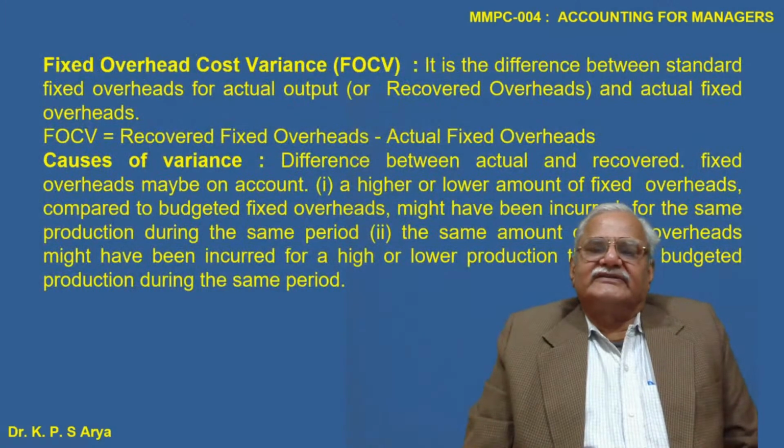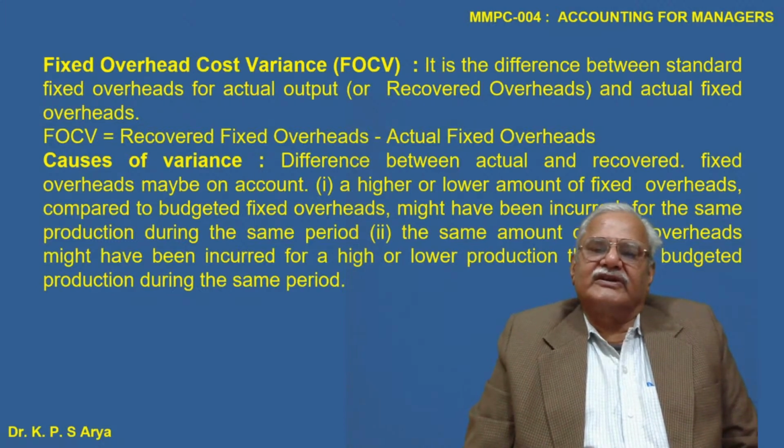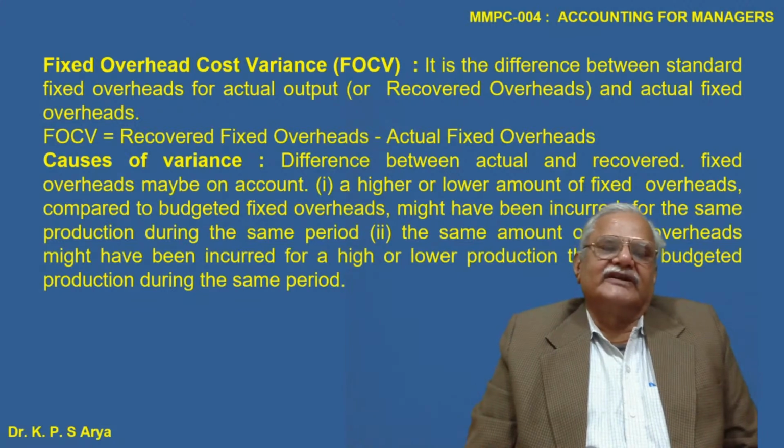Fixed overhead cost variance is the difference between the standard fixed overhead for actual output or recovered overhead and the actual fixed overhead.